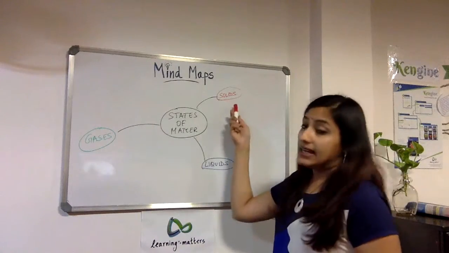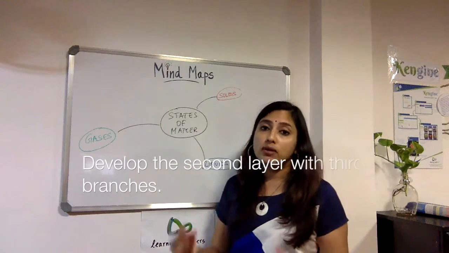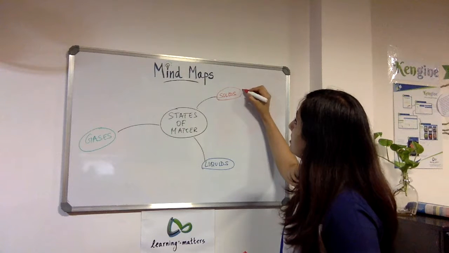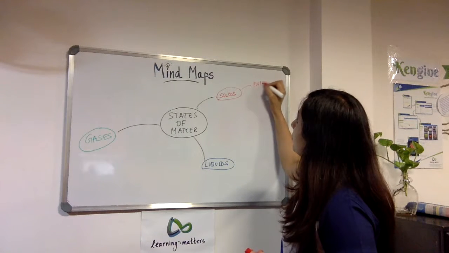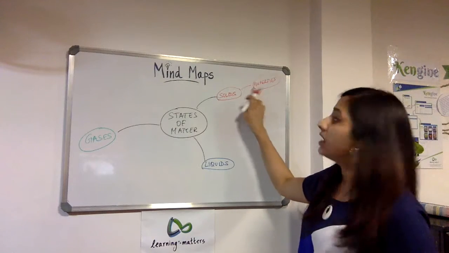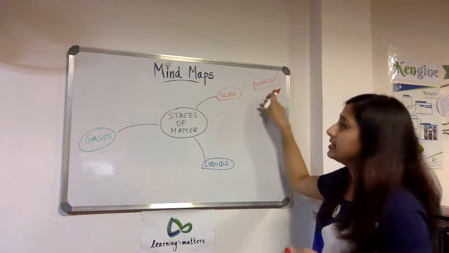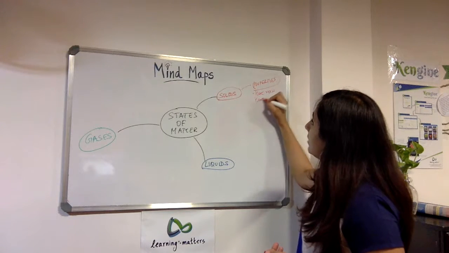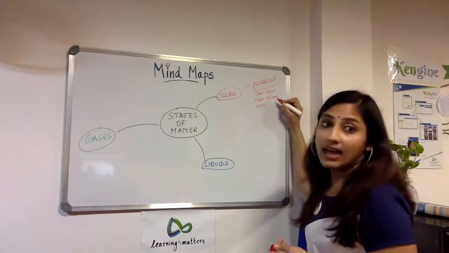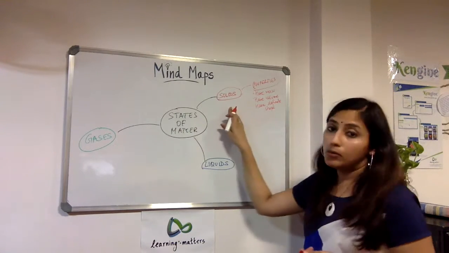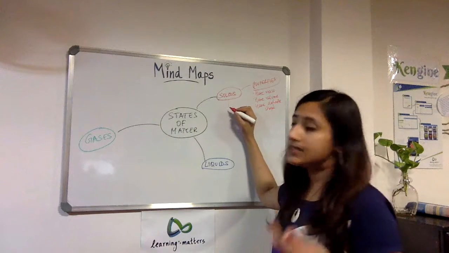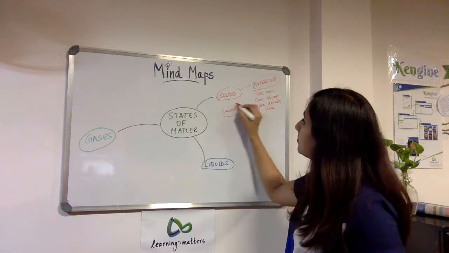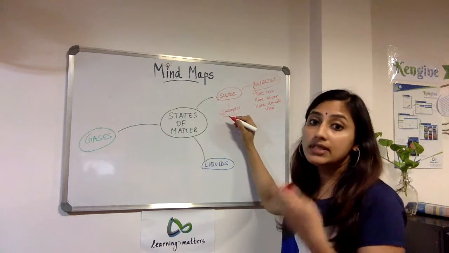Each of the concepts in the second layer will now be developed further by drawing more branches. Let's see how. I'm going to start with solids. Solids have properties. So here I have a branch coming out from solids that says properties. What are the properties of solids? They have mass, they have volume, and they have a definite shape. I'm going to create another branch from solids that lists some examples. So this bubble is going to say examples. And I'm going to list some examples now.